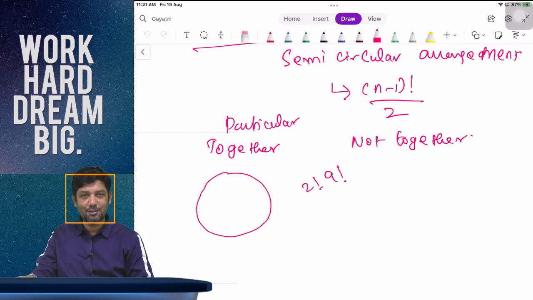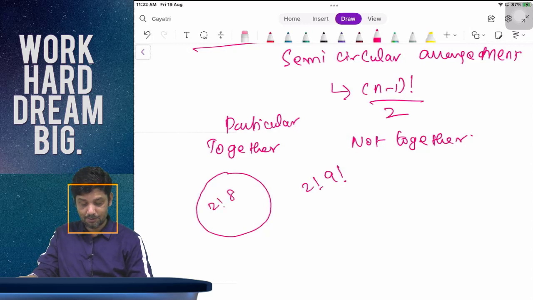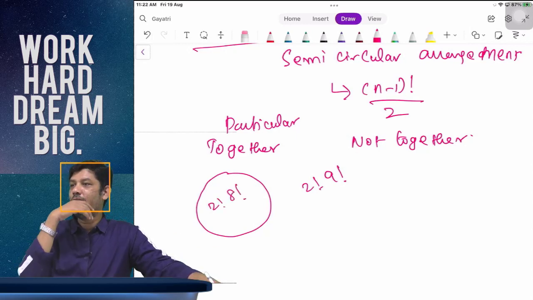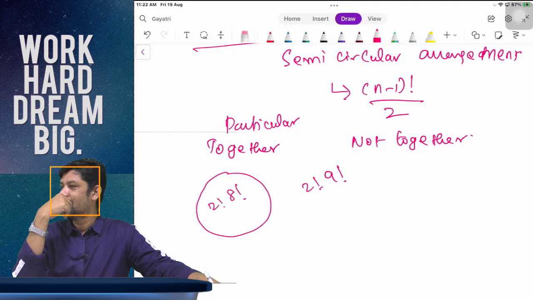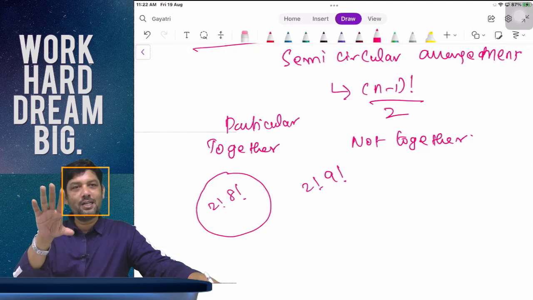It is a circular arrangement: 2 factorial into 8 factorial. That's it. You subtract 1 from the linear arrangement only.